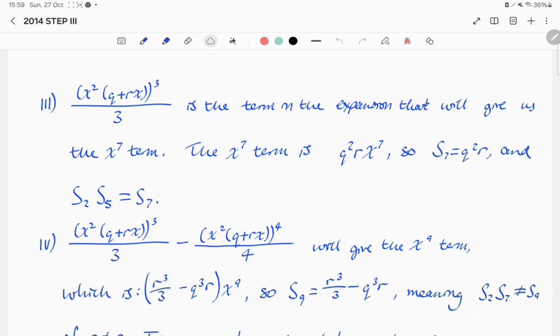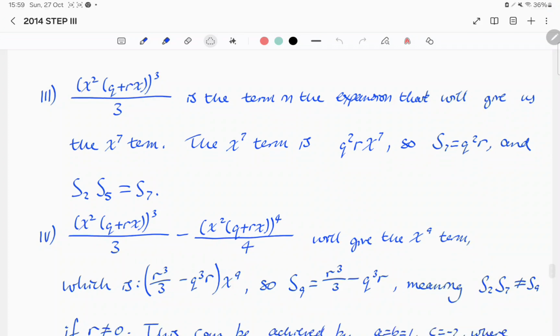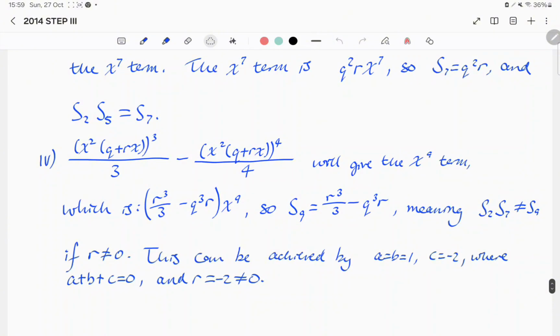Now let's move on to part 4. Here we'll notice that (x squared (q plus rx)) all to the 3 over 3 minus (x squared (q plus rx)) all to the 4 over 4 will give the x to the 9 term. This is r cubed over 3 minus q cubed r of x to the 9, and so S9 is equal to r cubed over 3 minus q cubed r, meaning that S2 S7 is not equal to S9 if r is not equal to 0.